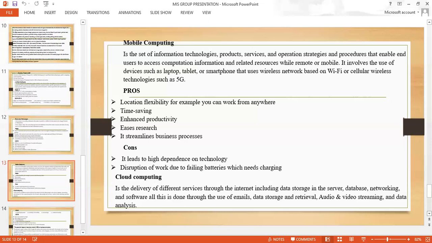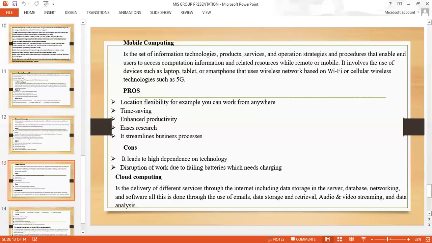research. The cons: it leads to high dependency on technology, because now someone to operate will need internet or technology to do some work. So people will depend on technology. Disruption. It can be disrupted in case the system needs power. It operates on power. You have to connect your gadgets to the power system or charge your battery.